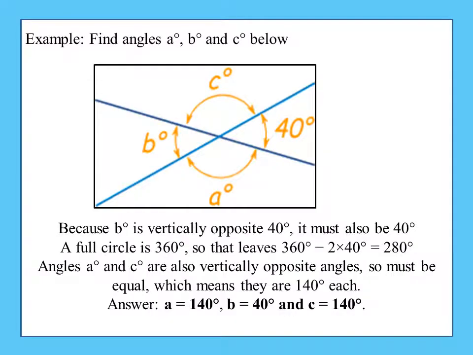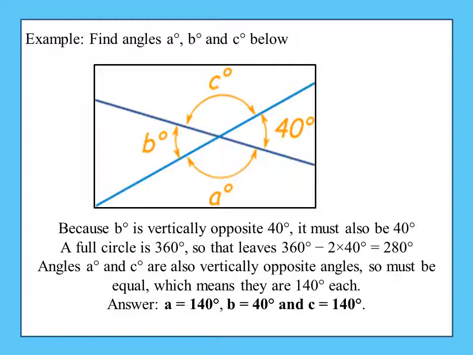Here is an example on how to find the other angles. Find angles A degrees, B degrees, and C degrees below. Look at the picture here. The solution is B degrees is vertically opposite with 40 degrees. Then B degrees must also be 40 degrees.